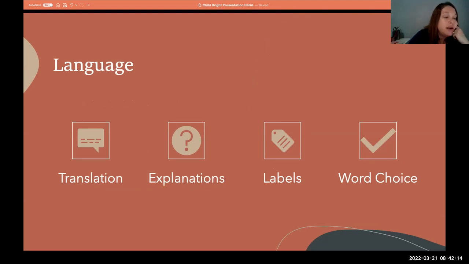When considering language, we should think about translation. Are we able to get the document in a different language, or provide information in the person's first language? Explanation should be considered on an individual's level and should avoid medical jargon. Consider reviewing material and questions with someone outside of your field to get feedback on the language used.